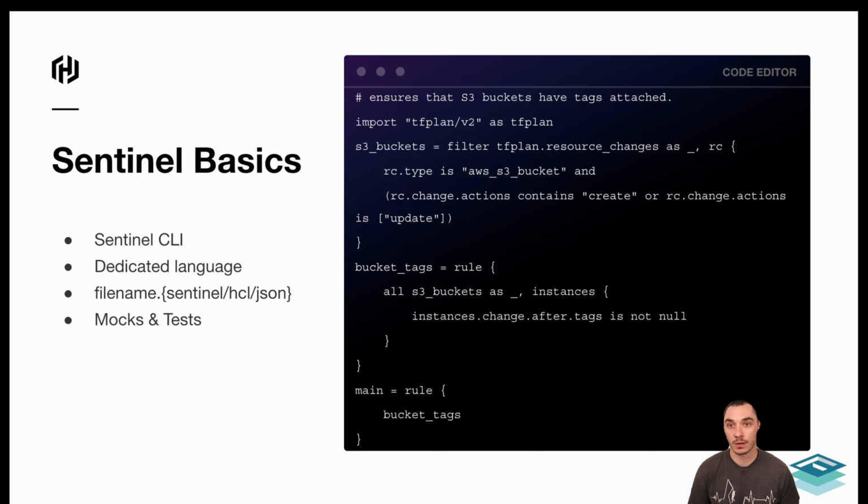We're usually dealing with three kinds of file names. We're dealing with .sentinel files, which contain the policies or the checks, and .hcl or JSON files, which are more of the metadata files. More on that in a minute. And Sentinel makes heavy use of mocks and tests. So this is a very, very test-reliant and test-driven technology.